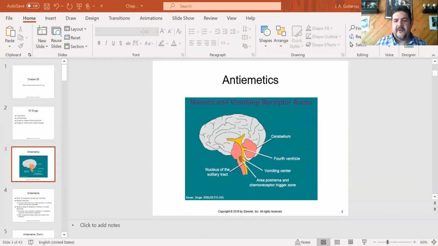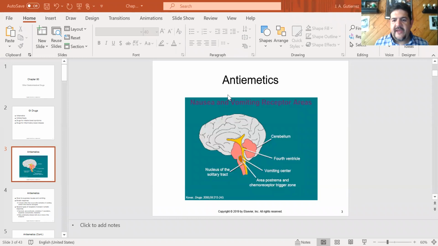Okay, so let's continue with other drugs used for the GI system. We're going to emphasize now antiemetics, or medications for nausea. So let me share my screen, and here we go. Medications to stop nausea and prevent vomiting are called antiemetics.